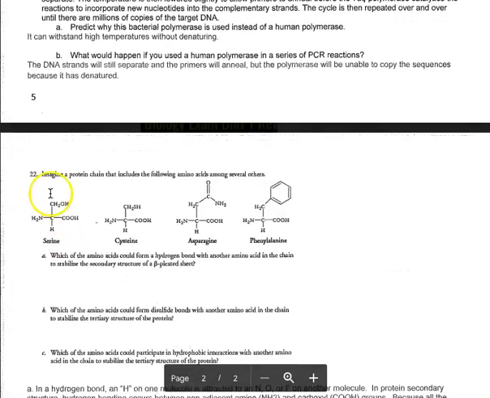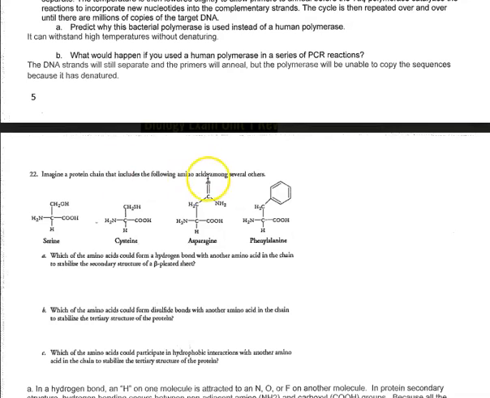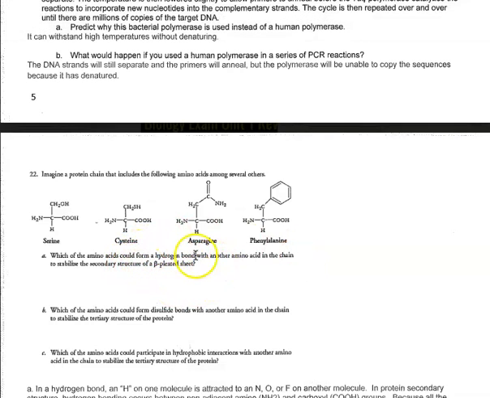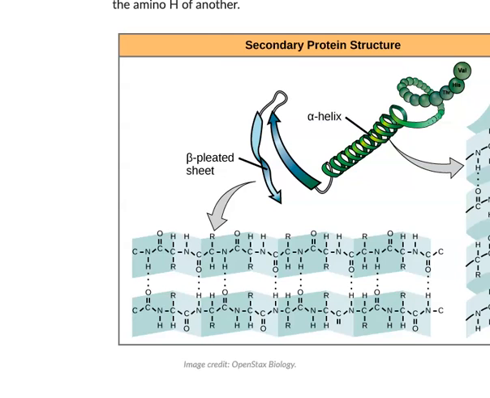Okay. Imagine a protein chain that includes the following amino acids among several others: serine, cysteine, asparagine, and phenylalanine. Which of the amino acids could form a hydrogen bond with another amino acid in the chain to stabilize the secondary structure of beta-pleated sheets? This is a very technical question, but you should have already seen what affects the secondary structure. So I'm going to take you right now to this image.